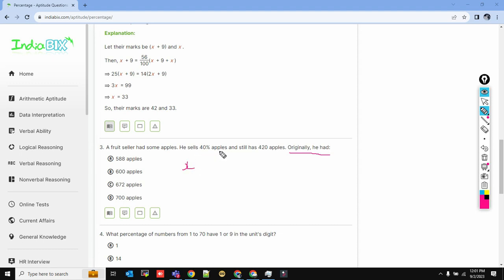So he has sold 40% of the apples. So how much has he sold? Minus 40 percentage of X. This much is sold, and what is remaining? 420. So here you have to find X. This is the equation, right? So this will be 100X minus 40X. This will be 60X by 100 is equal to 420. Here one zero cancels. So X will be 420 into 10 divided by 6. So 42 divided by 6 is 7, 2 zeros are there, so 700 apples.